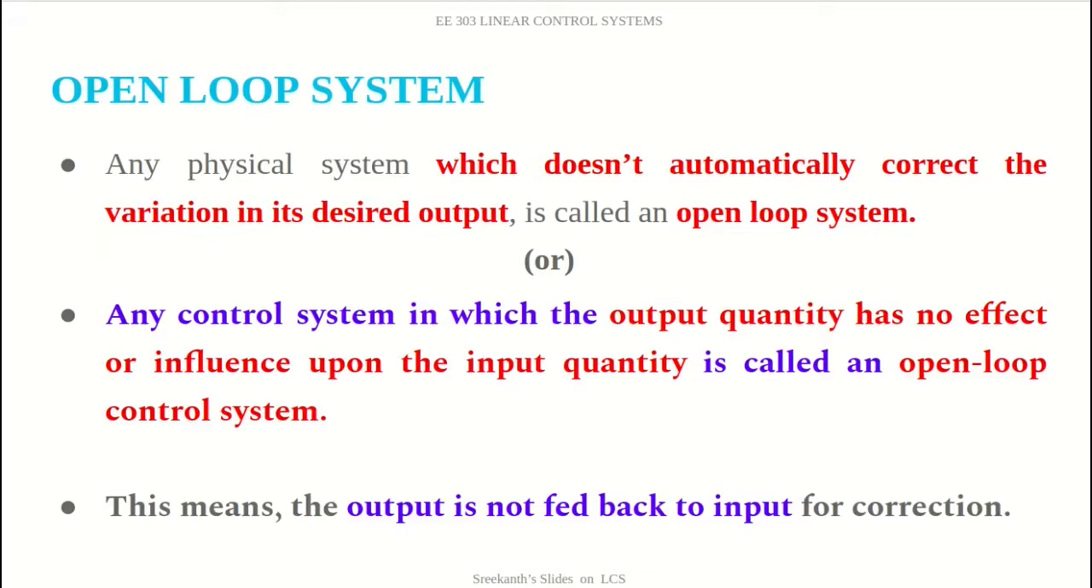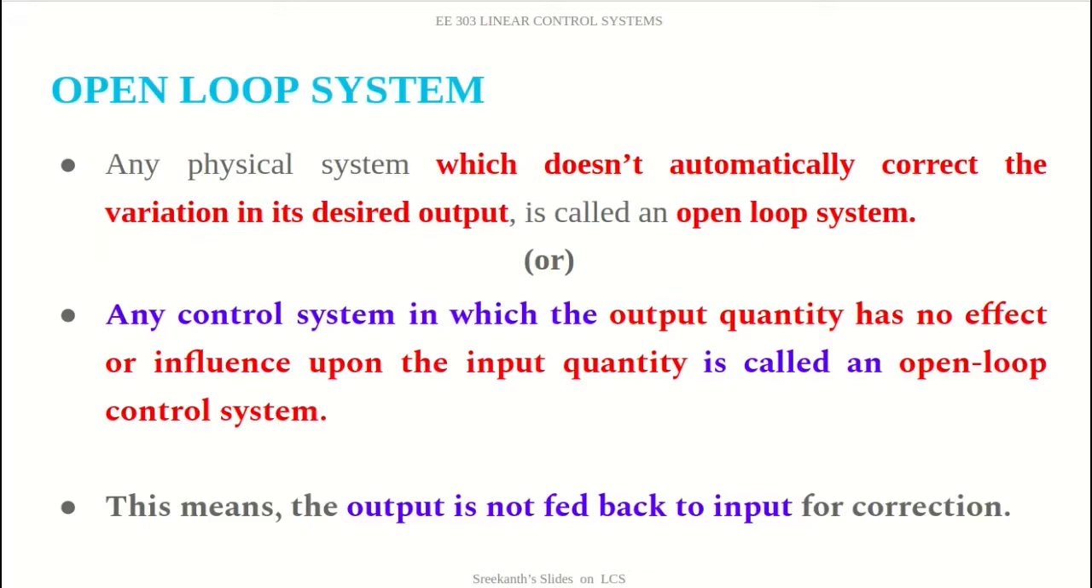Naturally, there may be situations where you are not getting the desired output. There may be issues such as noises or disturbances in the system, such that you have a particular desired output that you want, but it is not giving that. Now if the system doesn't automatically correct itself so that it produces the desired output, then any such system is known as an open loop system.